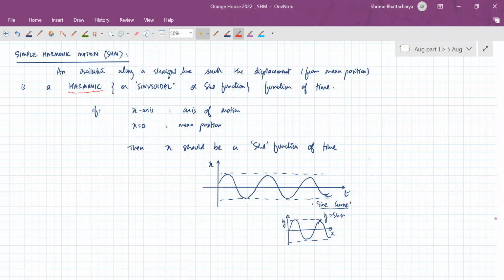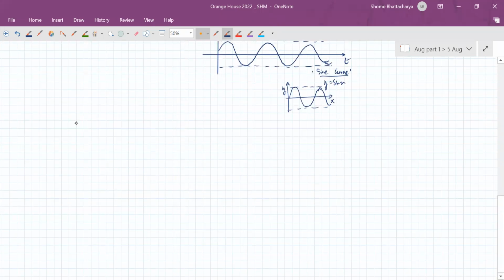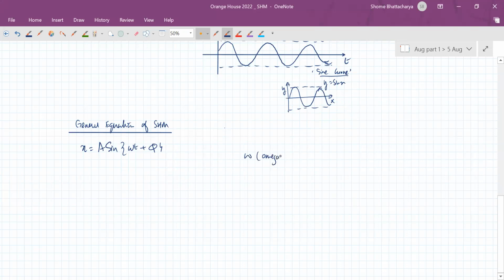Okay, so once we understand this, we come to the next thing, which is the general equation of simple harmonic motion. Given by the relation x is equal to A sine of omega t plus phi, okay, where this is the Greek symbol omega and this is symbol phi.